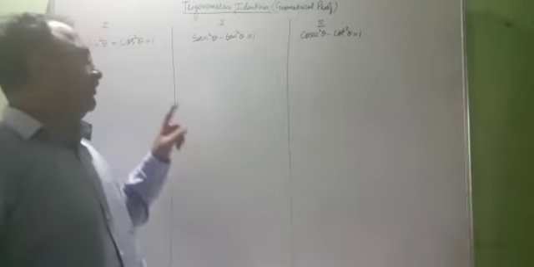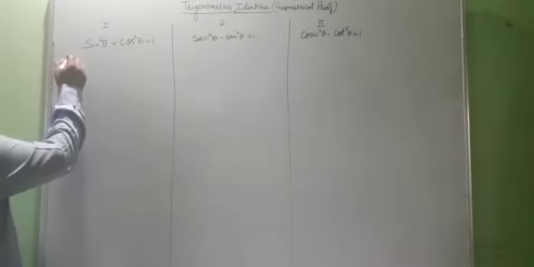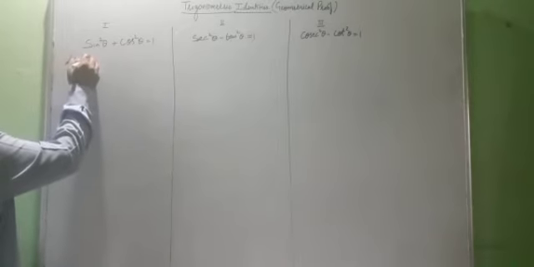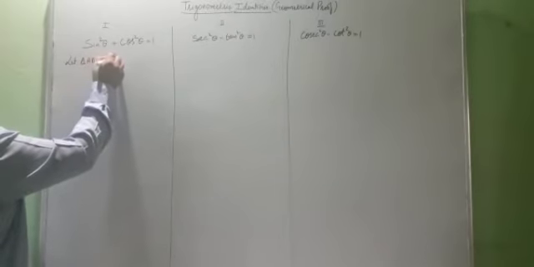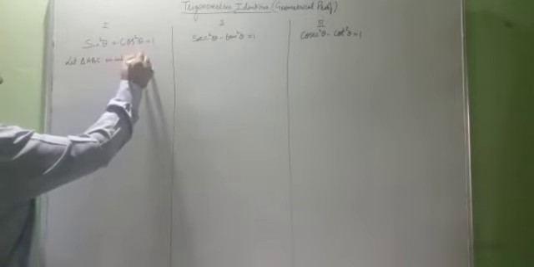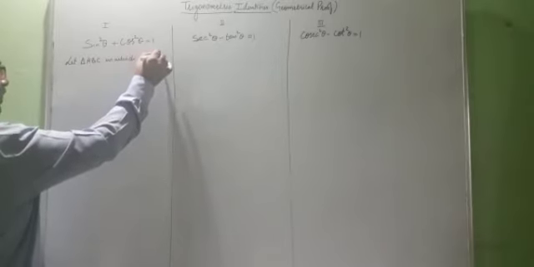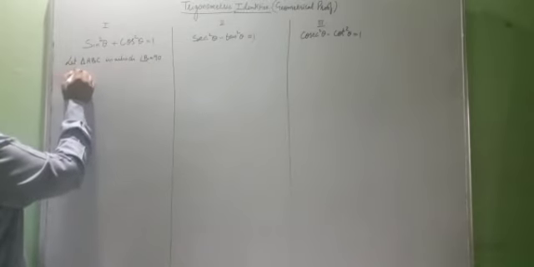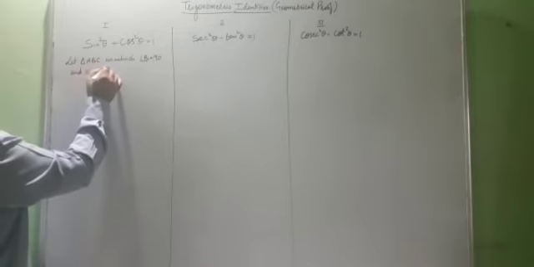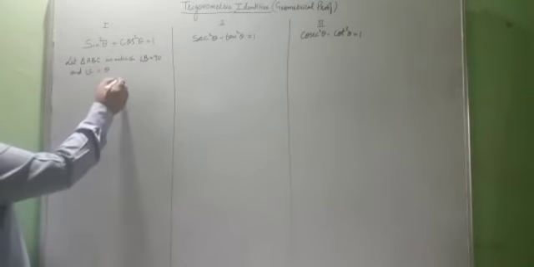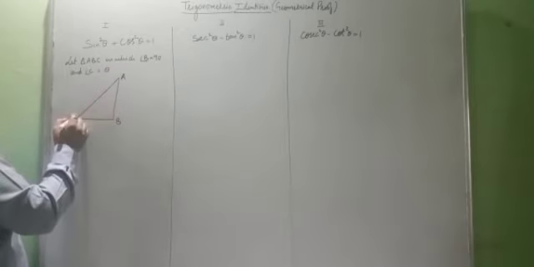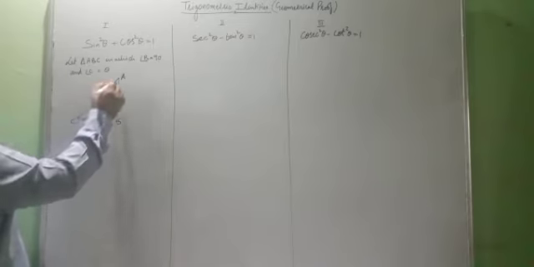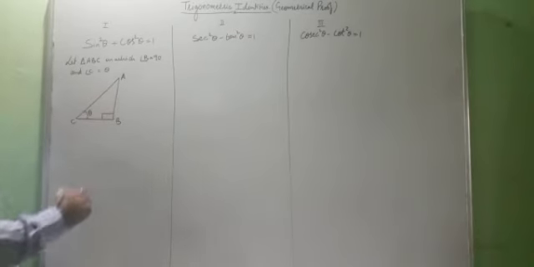So let's start. Let's prove the first one. So let's write down, let triangle ABC in which angle B equal to 90 degree and angle C equal to theta. All of you make a right angle triangle. Make a right angle triangle A, B, C. So the theta angle is at C.